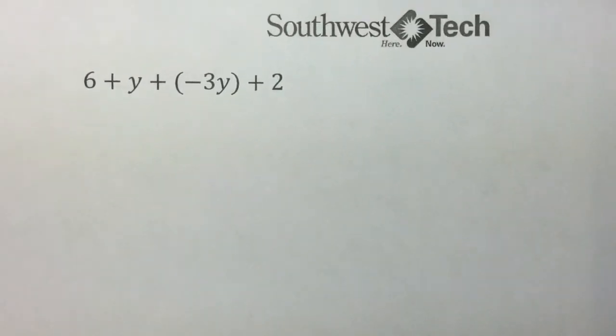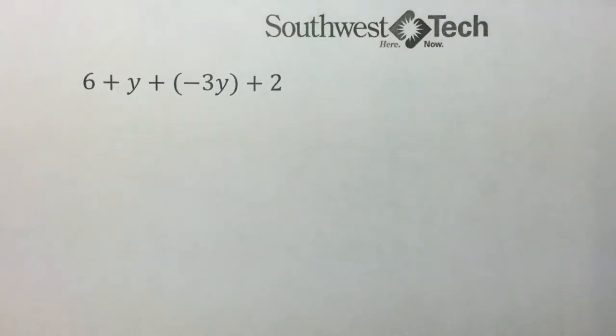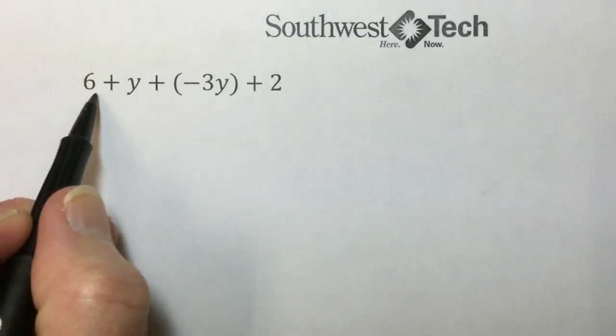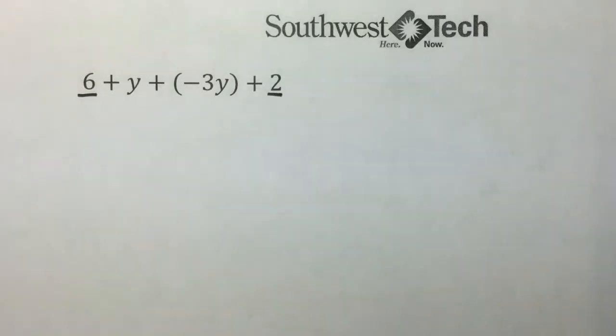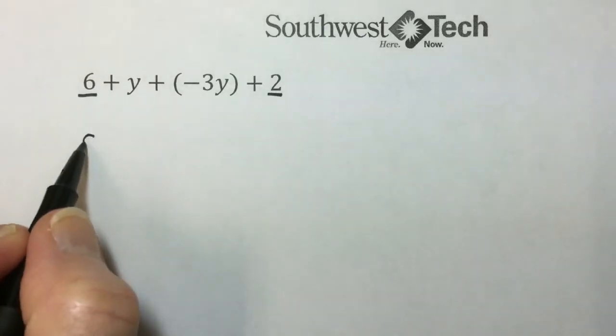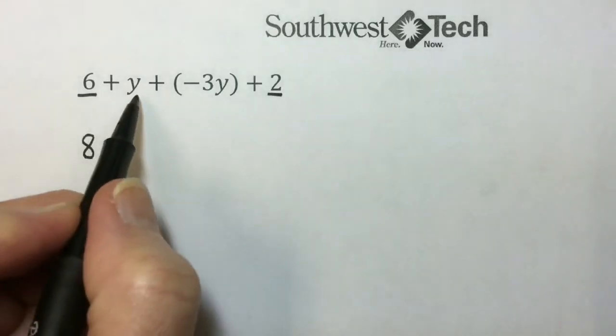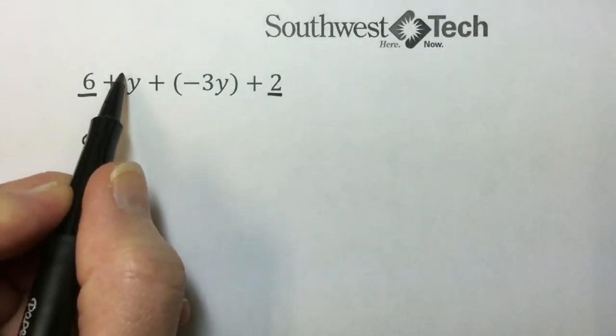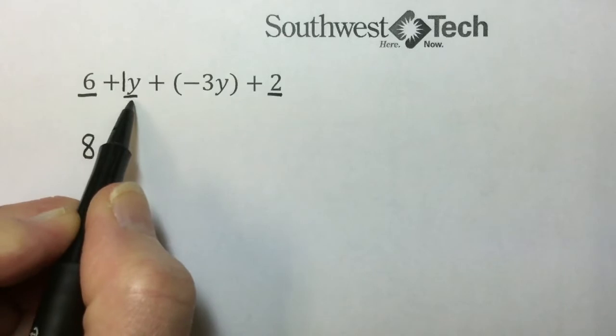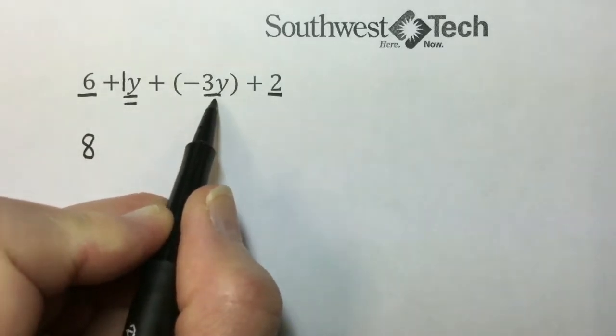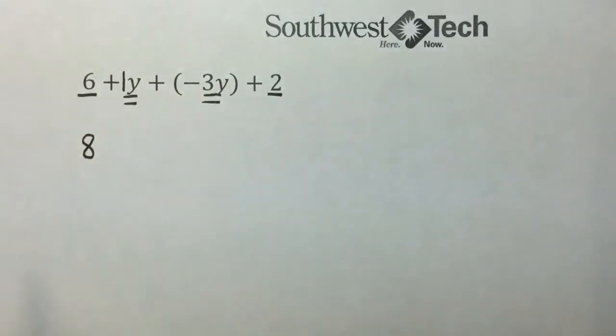In this next example, we are going to simplify this expression by combining like terms. Constant terms, as I previously mentioned, are similar. Here we're adding two positive numbers. 6 plus 2 can be replaced with an equivalent 8. Gathering other like terms, we have an implied positive 1y plus a negative 3y.